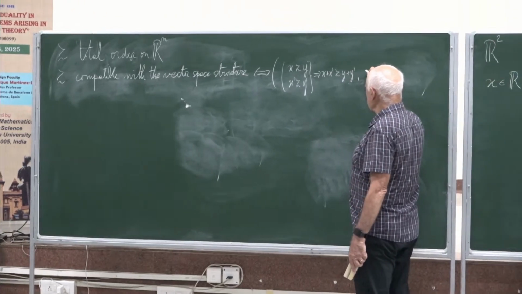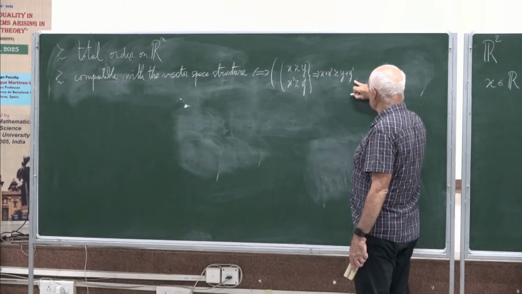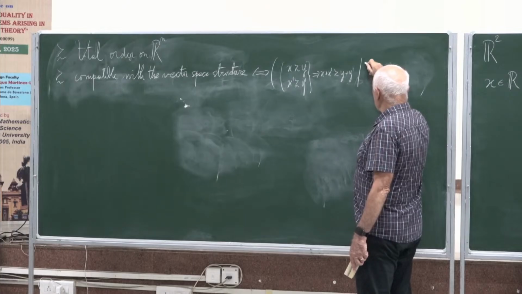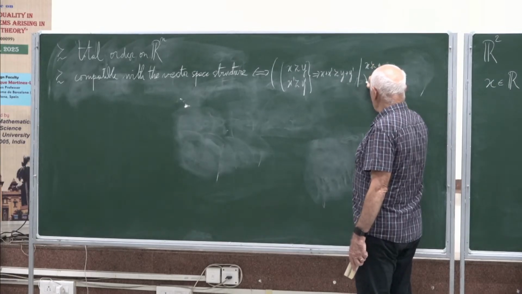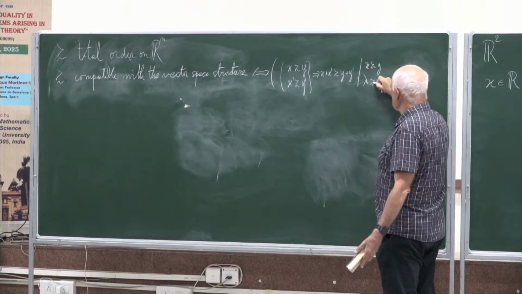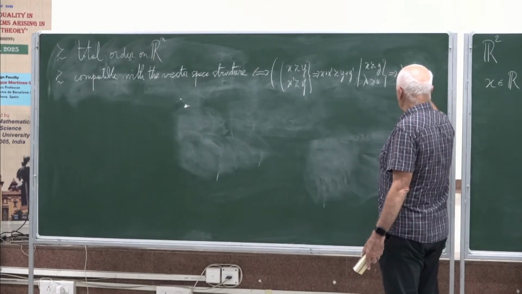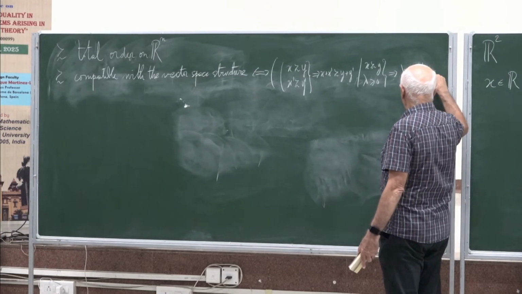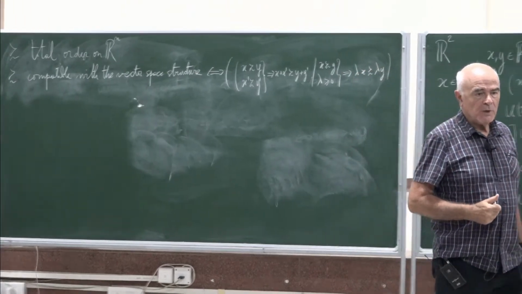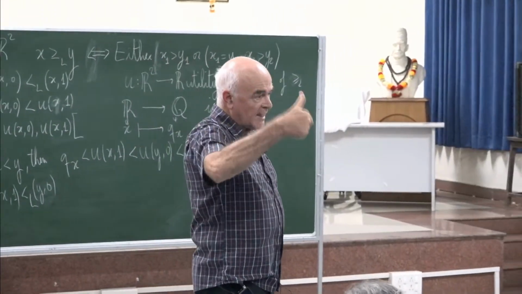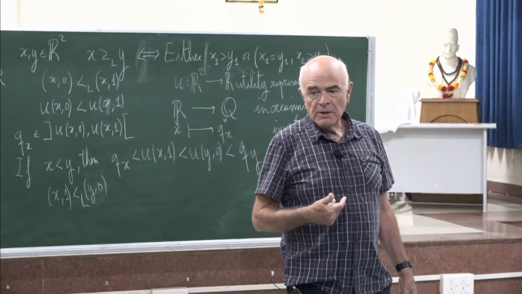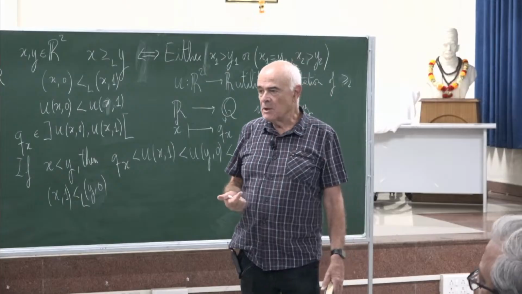And x preferred to y and lambda positive or 0 imply lambda x preferred to lambda y. Okay, this is compatibility with the vector space structure. We can add two relations and we can multiply a relation with a non-negative number and the relation still holds.